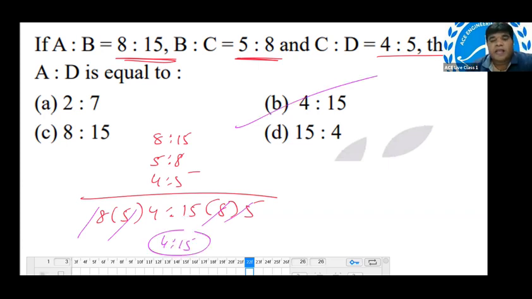Direct answer. They're asking A/D, which means first number, last number. That's why the middle is not necessary. First means the product of these two numbers, last means the product of the last numbers. Okay, answer directly 4:15. Now next.